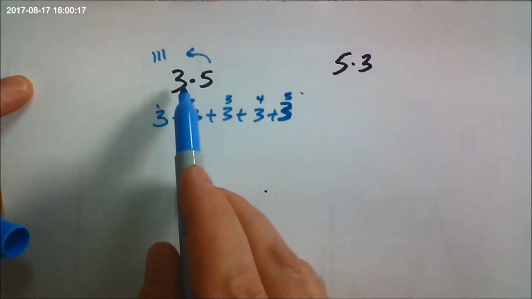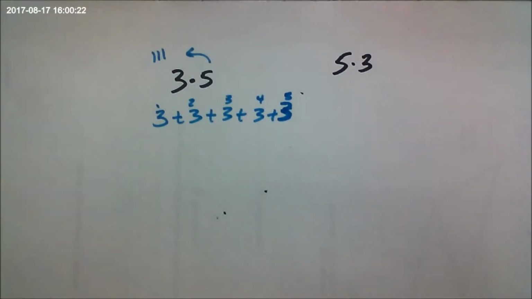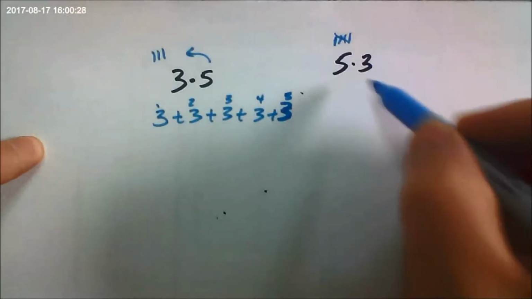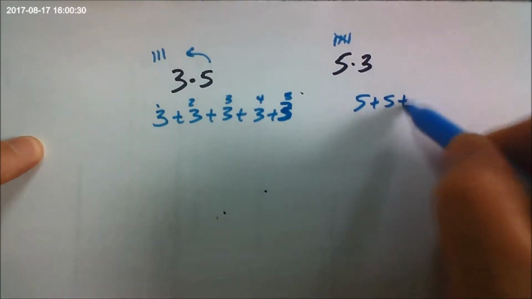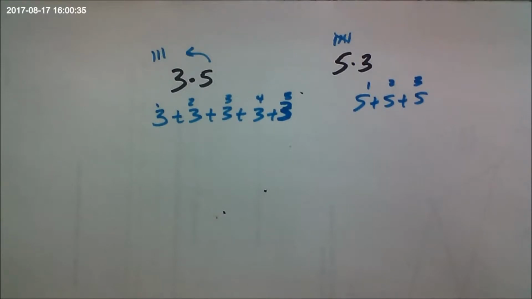Multiplication is repeated addition, and addition is repeated counting. We could break these down all into ones, but that's not going to really serve our purpose here. Whereas this is 5, 1, 2, 3, 4, 5, and we have 3 of them, so this is 5 plus 5 plus 5, there's 3. Both equal 15, of course, no big deal, right?